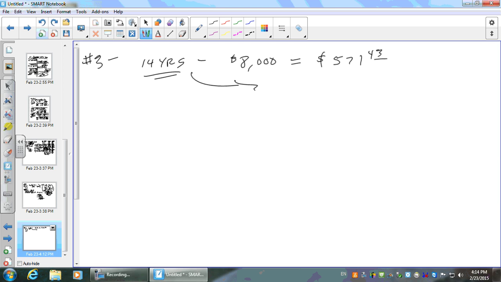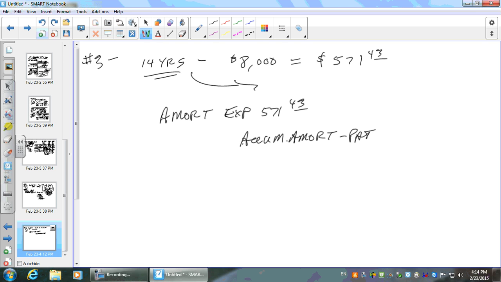If we care. So what would you do? Debit amortization expense. No kidding. 571.43. And credit what? Accumulated amortization. It can be accumulated amortization or credit patents, or just credit patent directly. Accumulated amortization on patents, guess what kind of an account that is?